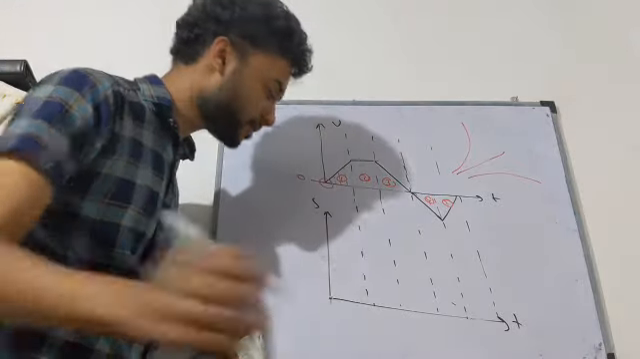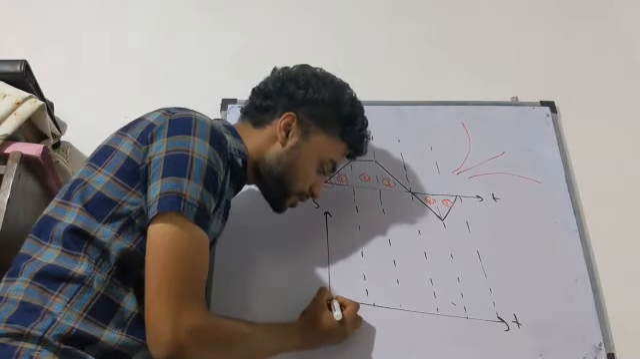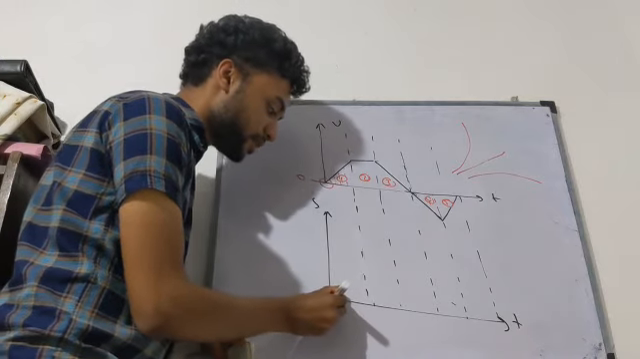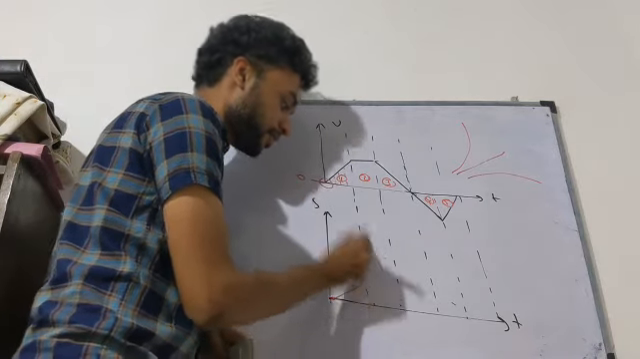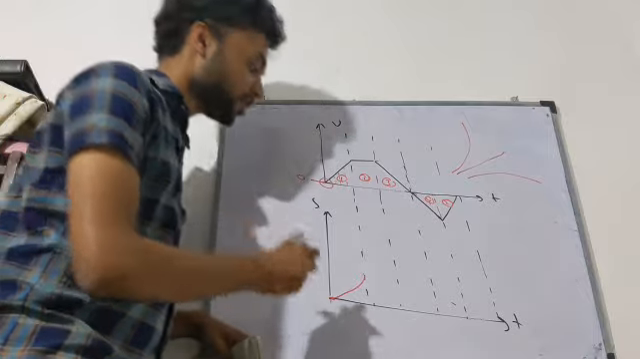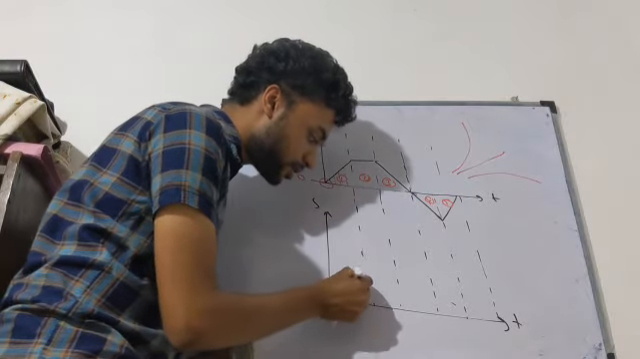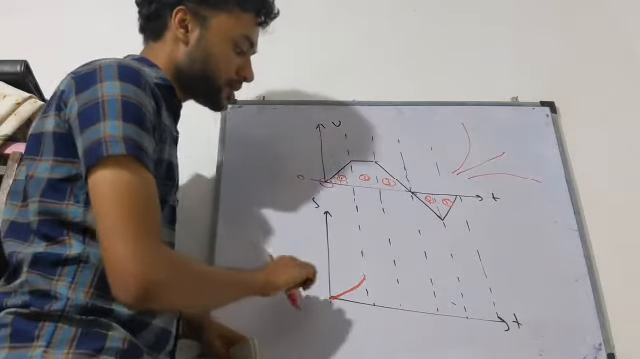Therefore, how should we start? It should start like this. We have to show that the velocity is 0. Therefore, it comes like this. Right. That should be a curve. I hope it's clear.